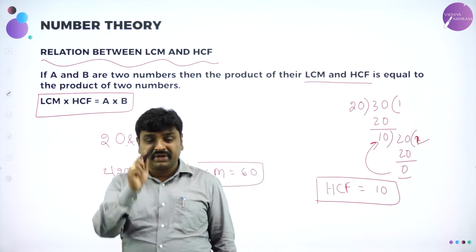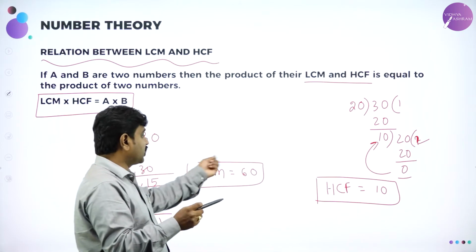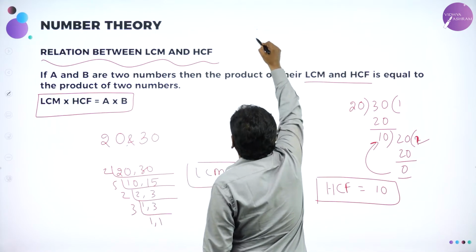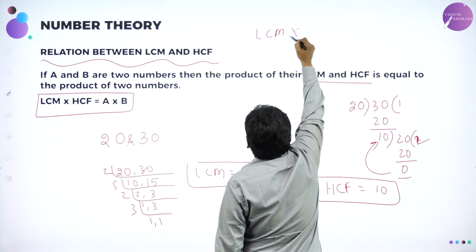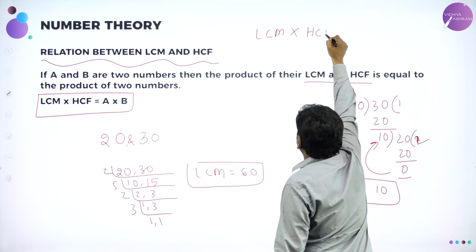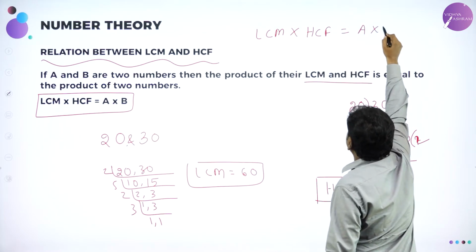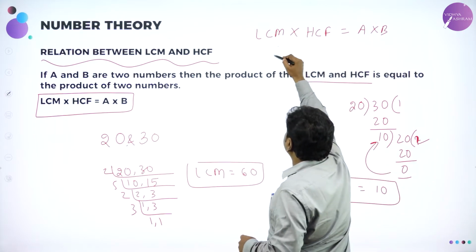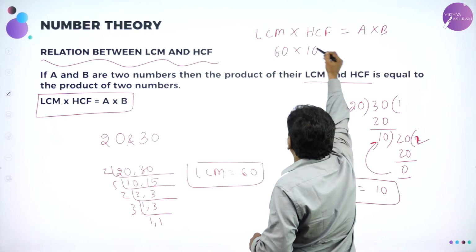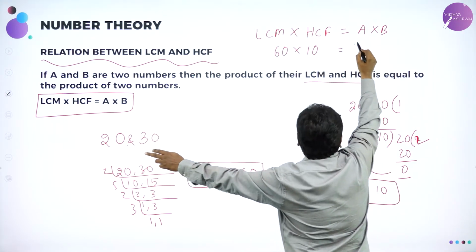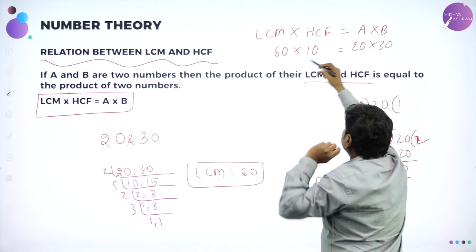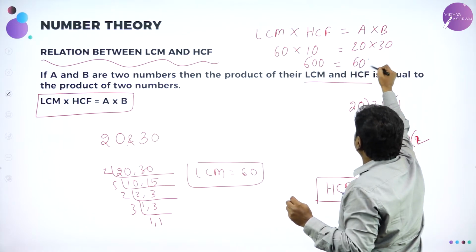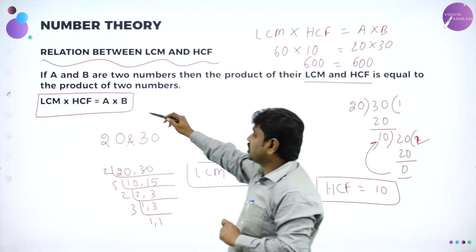So now what is the concept? Product of LCM into HCF is always equal to product of two numbers. That's what we learned. So now LCM into HCF should be equal to product of two numbers. So we should check. What is LCM? We got 60. What is HCF? We got 10. What are the two numbers? A is 20, B is 30. Are they same? 60 into 10 is 600, 20 into 30 is 600. They are same. So always this relation holds good.